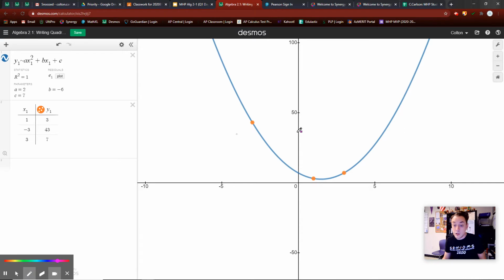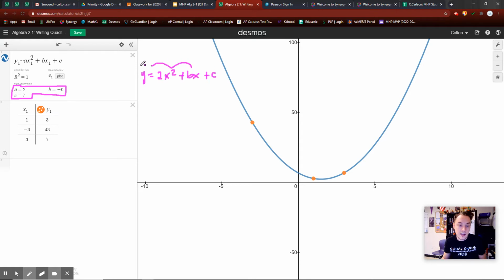So those are your points. These are my quadratics, but these are your parameters, your A, B, and C value. So if I'm given y equals ax squared plus bx plus c, this is my general formula. Now, since I have these values, 2 is A, my B is -6, and my C is +7. This is my final answer.